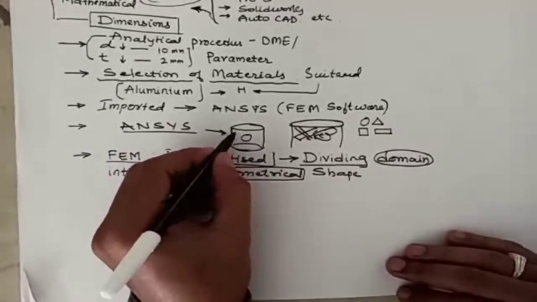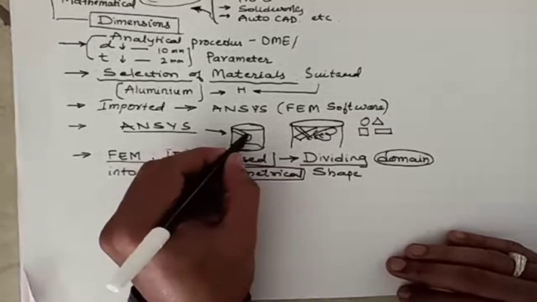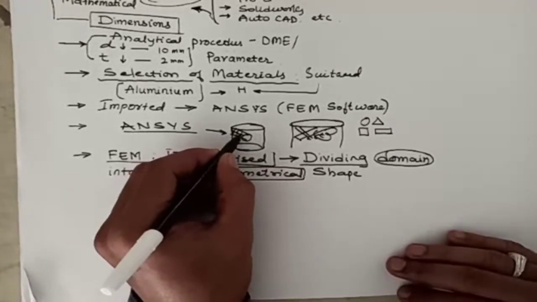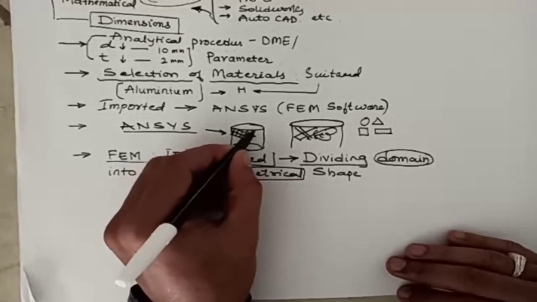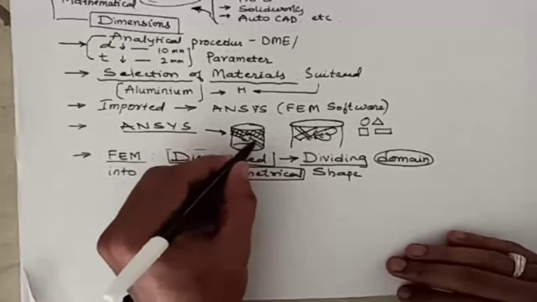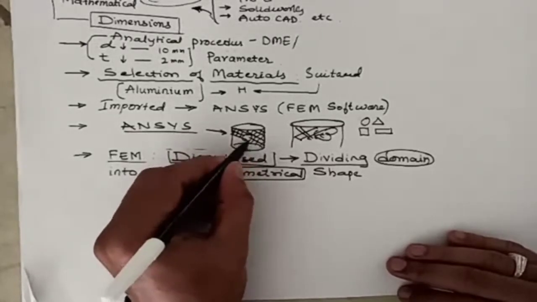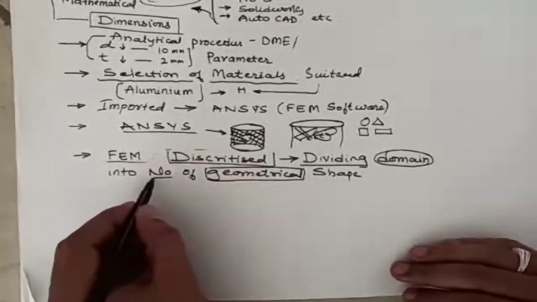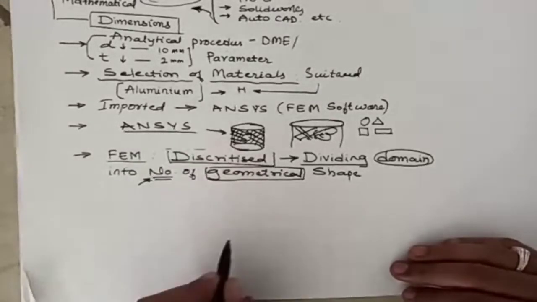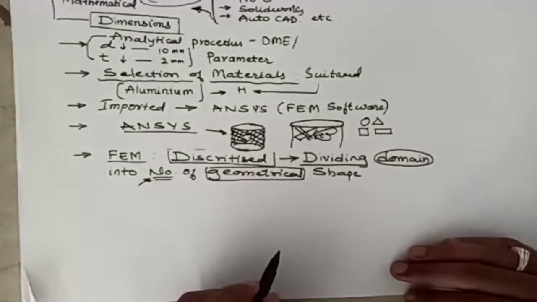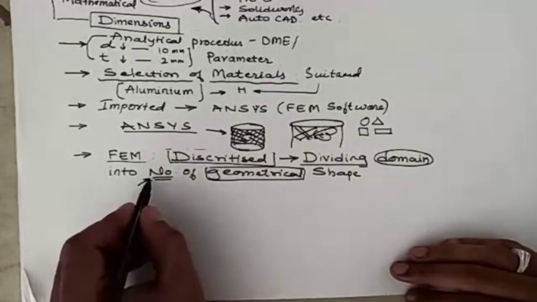Suppose, for example, I divide this model into rectangular shapes. So this is 1, 2, 3, 4, 5, 6, 7, 8, 9, 10. All these are geometrical shapes, right? Like this, you have to divide the element into a number of geometrical shapes. There is no limit. You can go to 1,000, lakhs. There is no limit.